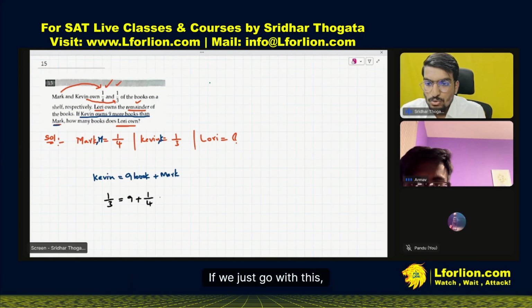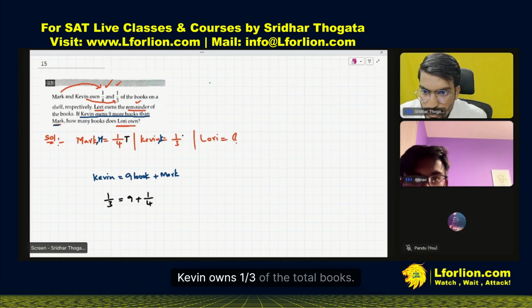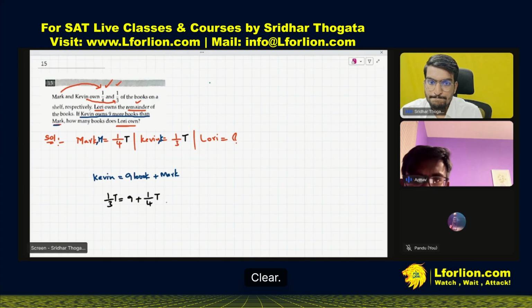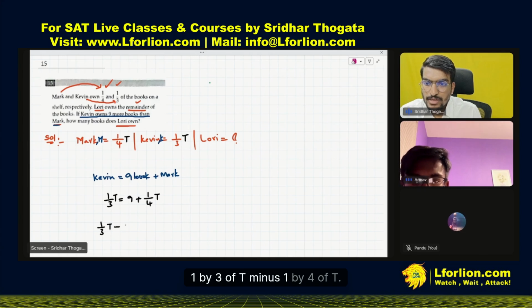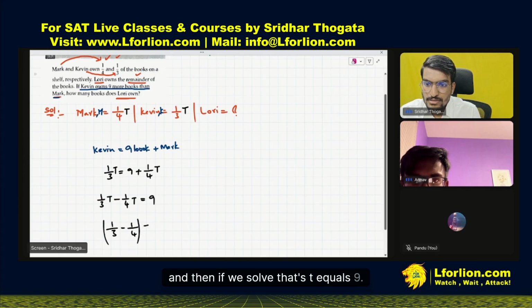If we just go with this, we can't get the unknown. So I'll put Mark owns 1/4 of the total books. Kevin owns 1/3 of the total books. Is that clear? Clear. So now what do we get? 1 by 3 of T minus 1 by 4 of T equals 9. After doing this, let's take 1 by 3 minus 1 by 4, and then if we solve, that's T equals 9.